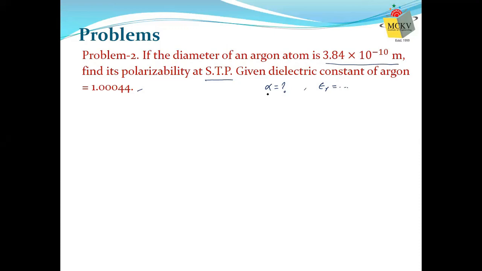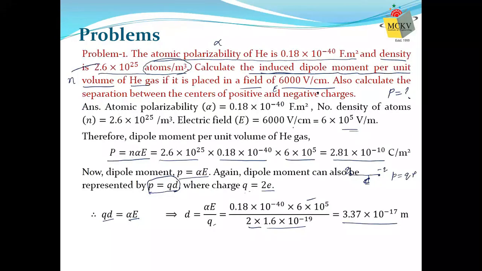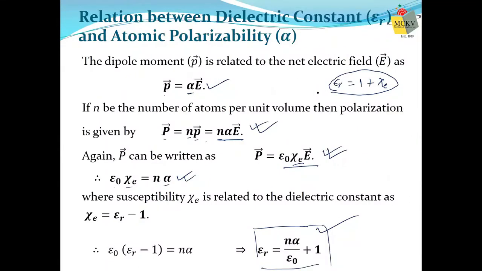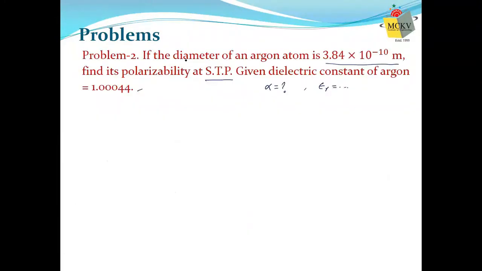Now, if you need to estimate alpha from epsilon r, what would be the formula? What would be your formula? This is the relation between epsilon r and atomic polarizability. Atomic polarizability alpha equals epsilon r minus 1 by n. That is the formula, so note it down. Now, in our case, you observe there is no need of this quantity, the diameter of argon. This is not required for us.